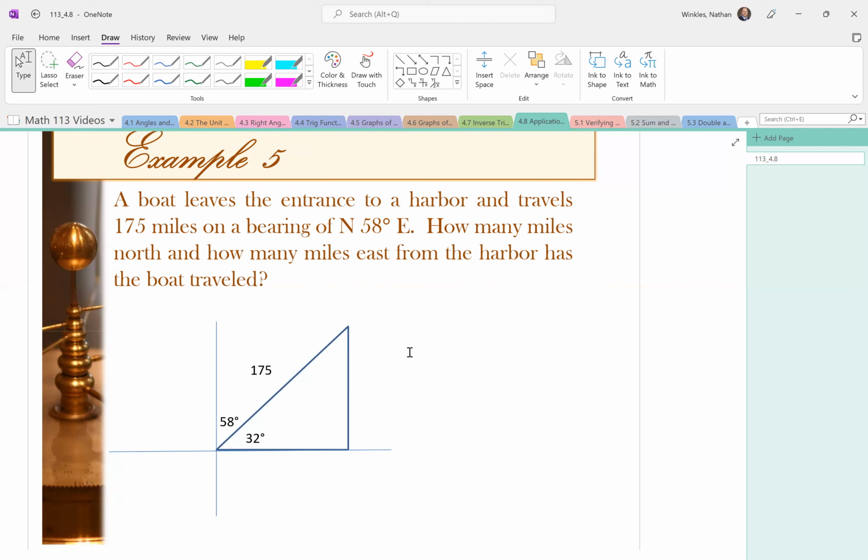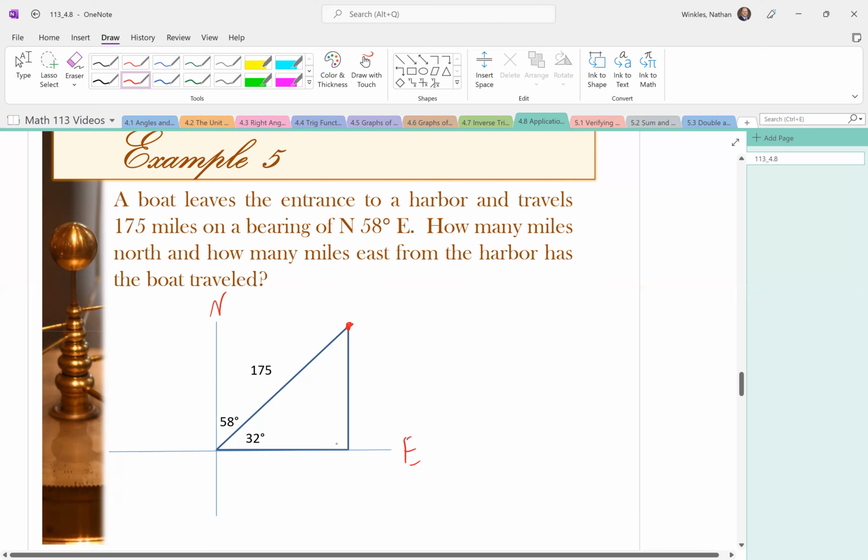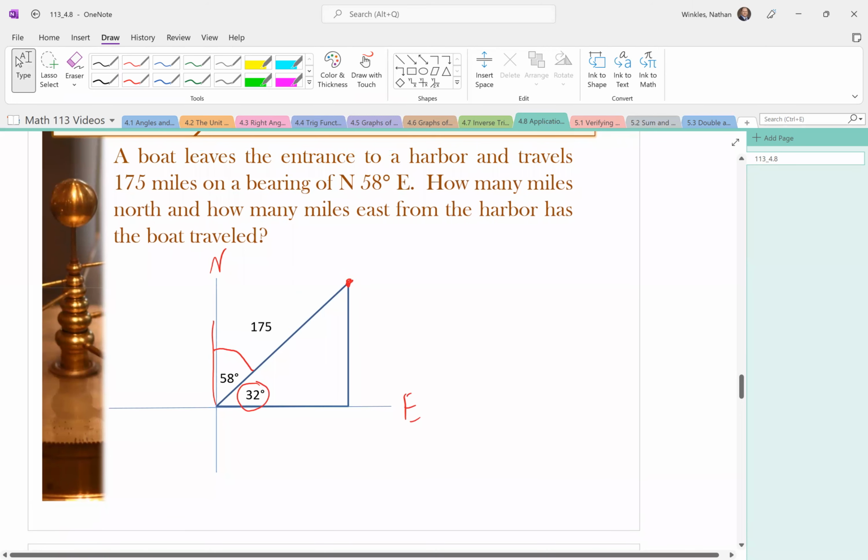So a boat leaves the entrance to a harbor and travels 175 miles on a bearing north, 58 degrees east. So here's my north, here's my east. So we traveled north, 58 degrees east. So to find my other angle, this angle just becomes 90 minus 58, which is 32. It says how many miles north and how many miles east from the harbor has the boat traveled? So in other words, we're looking for this X and this Y.